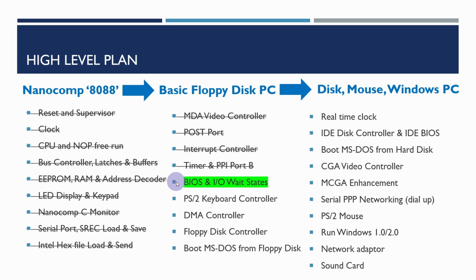In the next video, I'm going to be adding the I/O wait state logic and also the DMA logic that will be needed for that, and we'll carry on testing our BIOS. But until we've sorted out this wait state issue, there's no point in looking at any of the other I/O chips because they may suffer the same problem. Once we've done that, we'll be building out the PS2 keyboard controller and the DMA controller. We'll then be able to add the floppy disk controller and hopefully boot MS-DOS from a floppy disk.